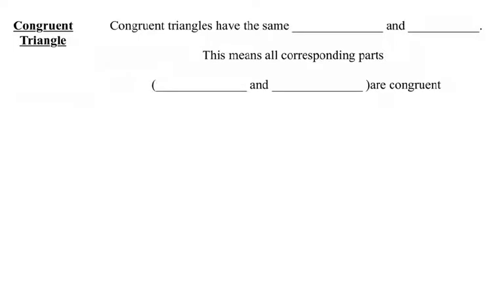Okay, so we should know that congruent triangles have the same shape and size. So if you're talking about a triangle, it has to be congruent to another triangle, not a square. It's kind of duh. And it has to be the same size because that's what congruent means. This means all corresponding parts. So what it means is the angles and the sides are going to be congruent. So that's very important. We're going to talk about angles and we're going to talk about sides.